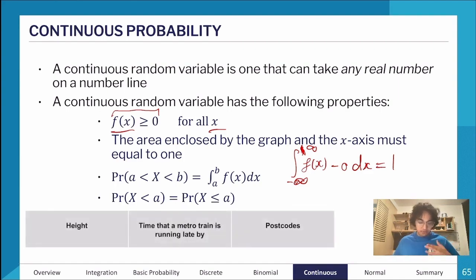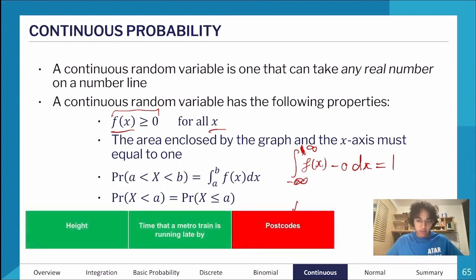Here are a couple of different variables. Two of them are under continuous probability, like you guys just saw, and one of them isn't. I'm going to explain why. Obviously with postcodes, you generally don't have decimal points, you'd hope. Whereas with metro lateness or height, like I mentioned earlier, that's going to be on a spectrum, on some continuous scale. So those two are continuous, whereas postcodes is not.